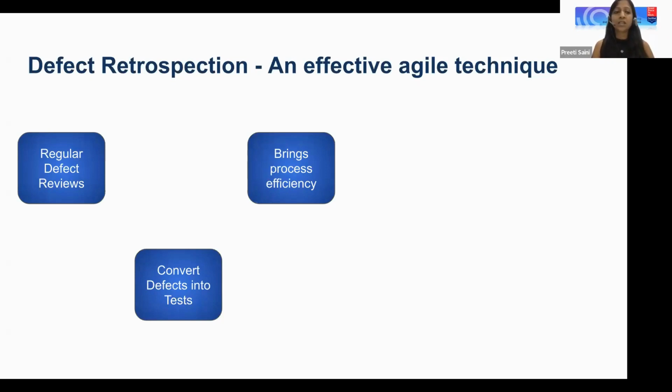So what we're trying to say is, as a QA, it is good to raise as many defects as we can, it's good to identify defects, but the more defects are raised and the longer they take to fix, it has a side effect on your release dates and when the code is going to hit production. So doing this defect retrospection exercise helps you bring process efficiency at every stage.